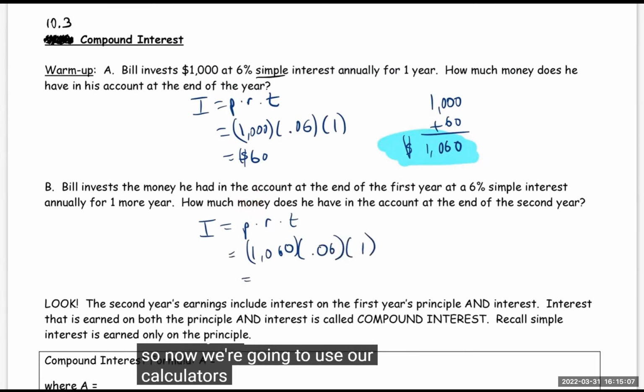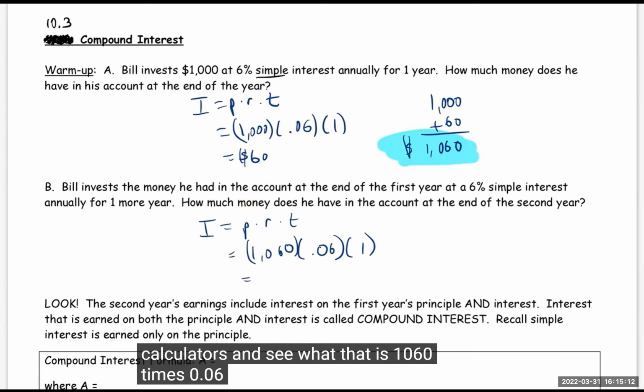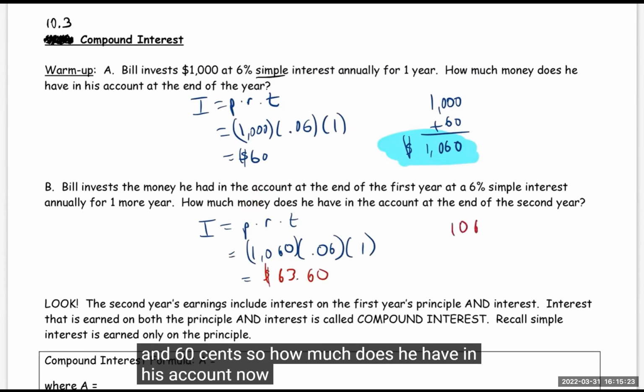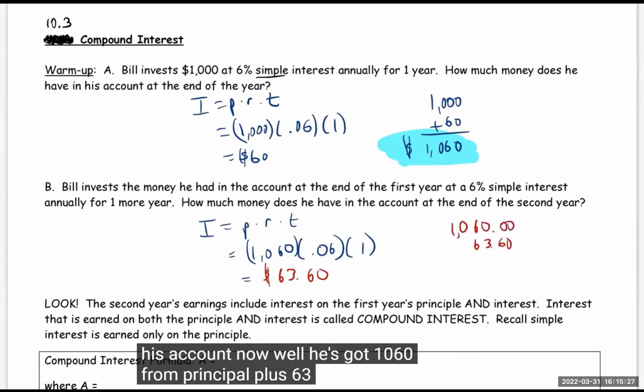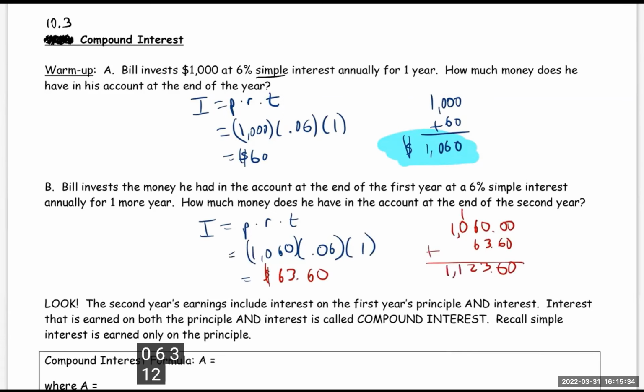So now we're going to use our calculators and see what that is. 1060 times 0.06 is $63.60. So how much does he have in his account now? Well, he's got 1060 for principal plus 63 and 60 cents. So if you add those, you're going to get $1,123.60.